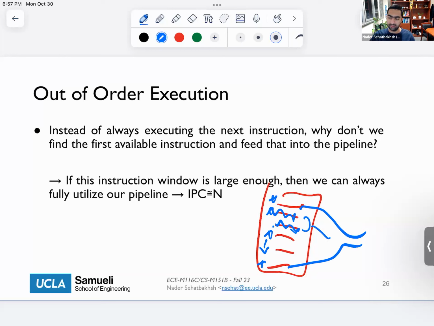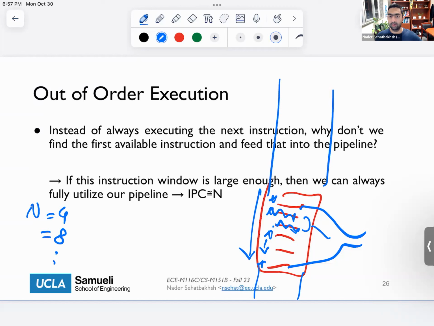The key idea here is that since I'm doing this in hardware, and I'm going to explain a mechanism for doing it very efficiently, if this window of searching is large enough, then effectively I can always find two instructions to feed into my pipeline. If n is much more than 2, for example 4 or 8, I can continue making this window larger and larger until I can find 4 or 8 instructions that are independent from each other. If I'm talking about millions of instructions, then finding 8 at a time is not that big of a deal. So in other words, I can technically get back to IPC equal to n.